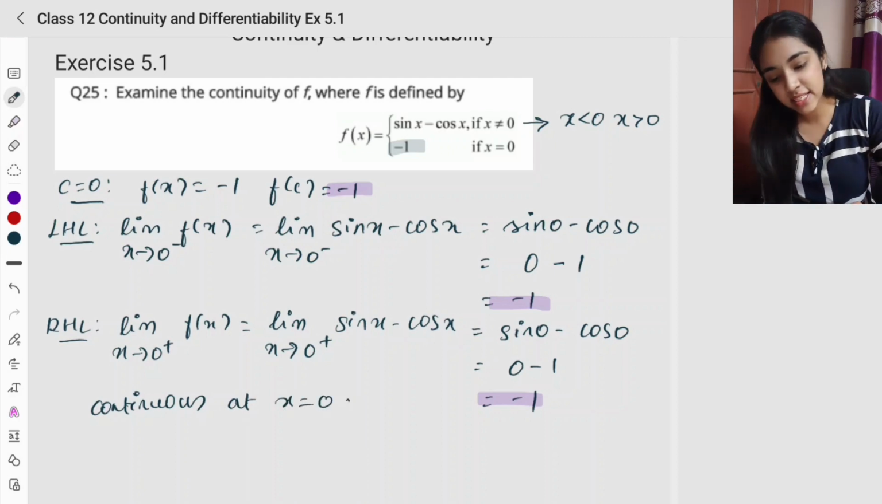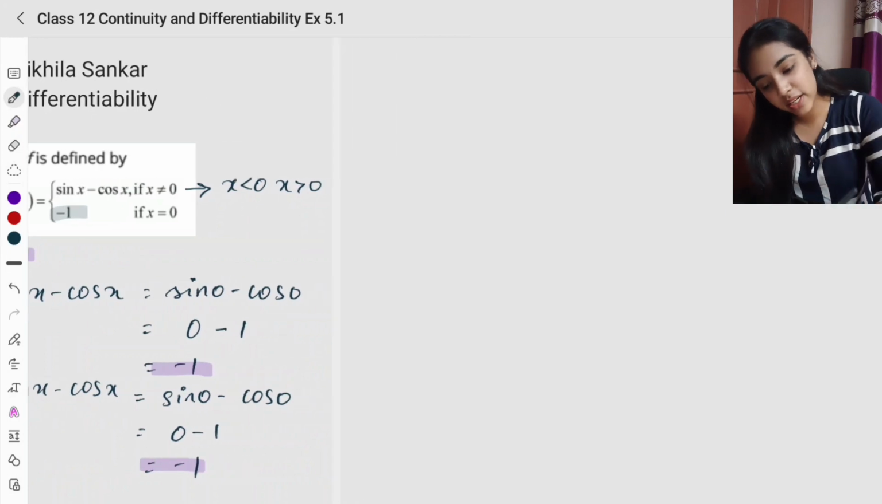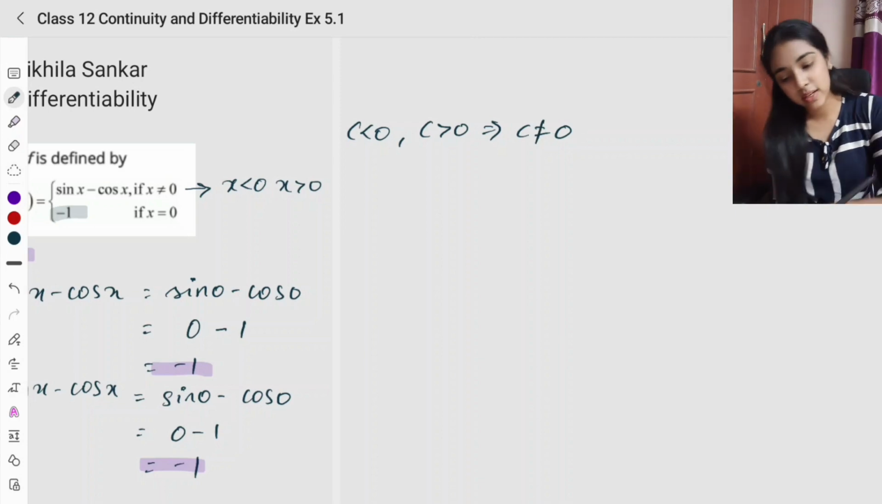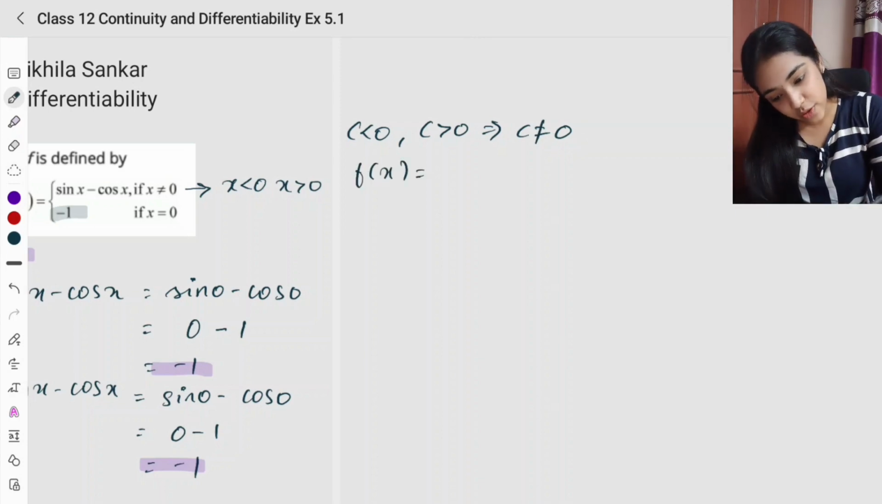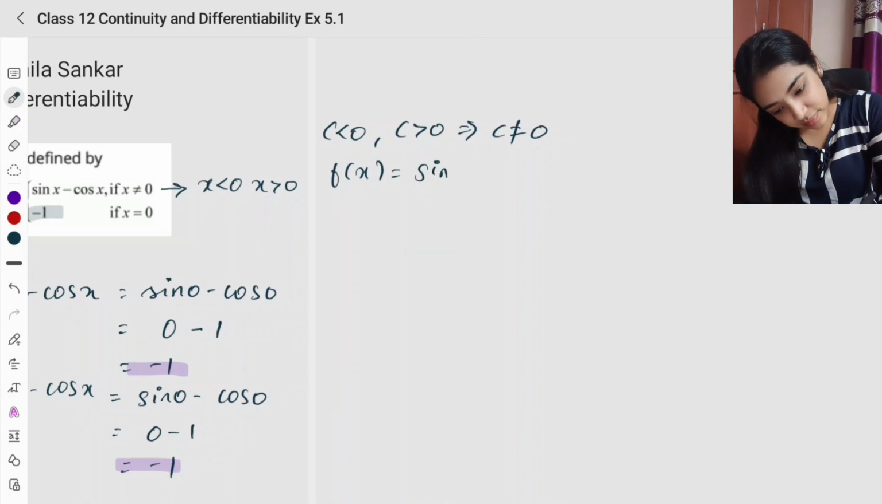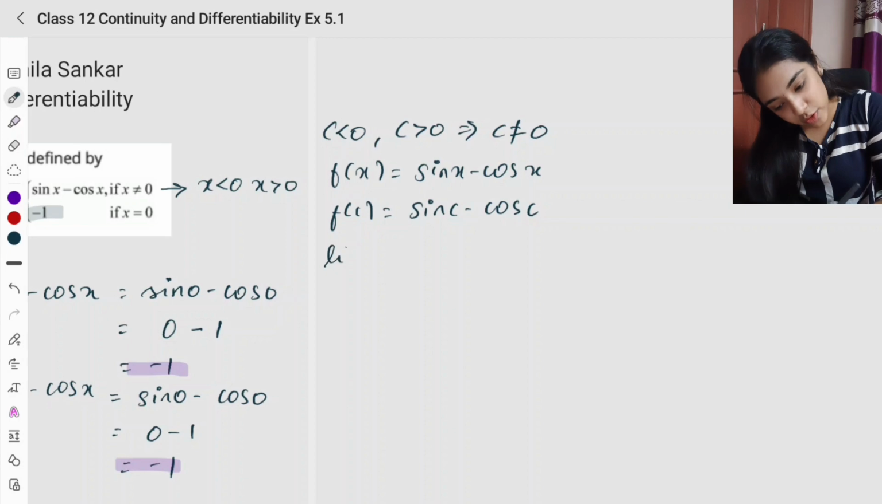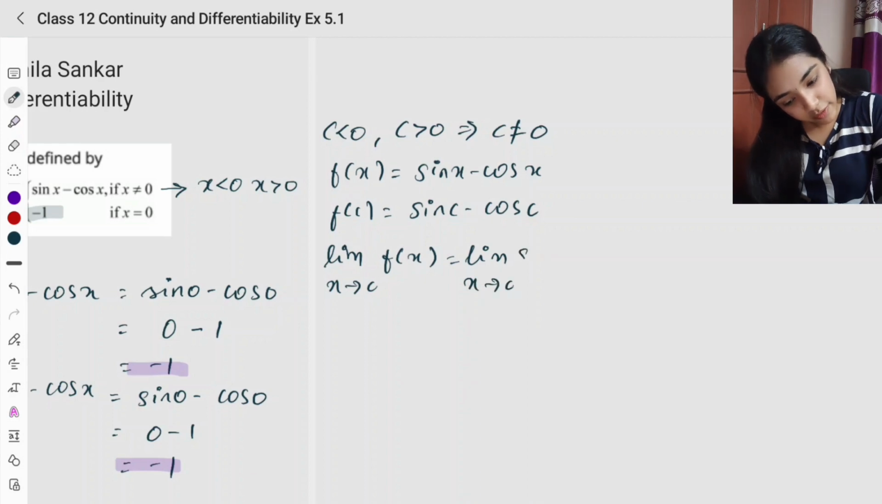So what is my next case? I need to look for c less than 0. Correct? C less than 0 and c greater than 0, which is going to be combined as c not equal to 0. Okay. Now what is my f of x? F of x is going to be sin x minus cos x. So what is my f of c? It is going to be sin c minus cos c. Now I have to take the limit. So I have limit x tends to c of f of x, which is going to be limit x tends to c of sin x minus cos x.